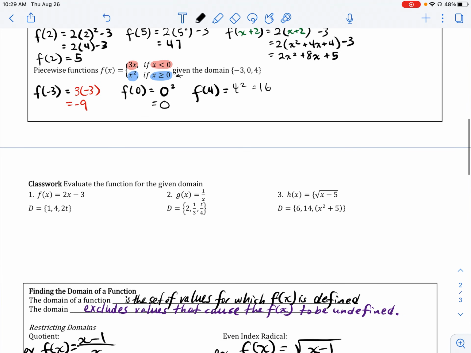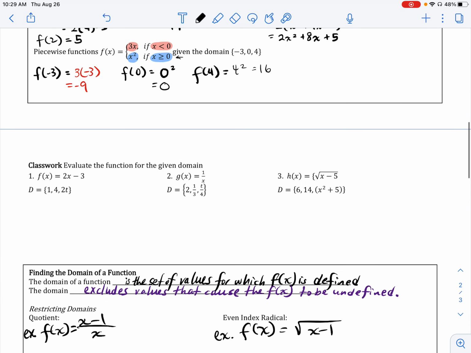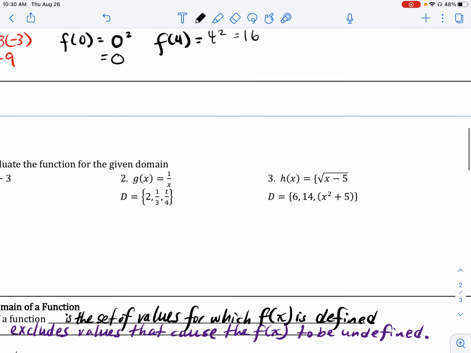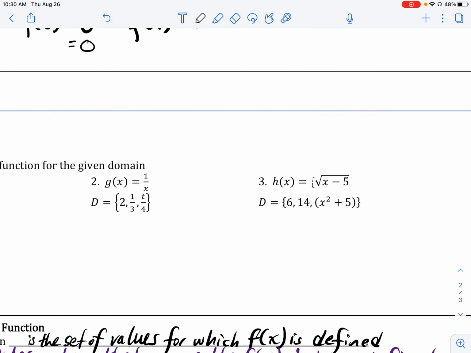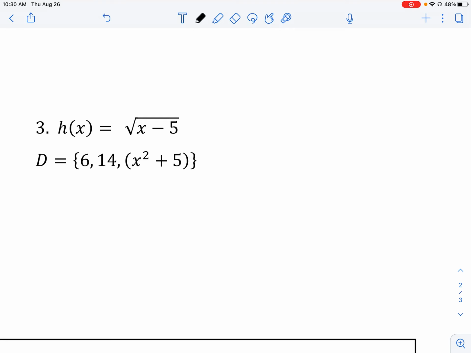So I'm going to let you try to do some of those classwork problems on your own. And I want to just jump to real quick, maybe just doing one of the more complicated ones. Sorry, there's a brace there that doesn't need to be there. Let's try number 3 together. Let's evaluate this function now, given these domains. So pause the video and give these a go.